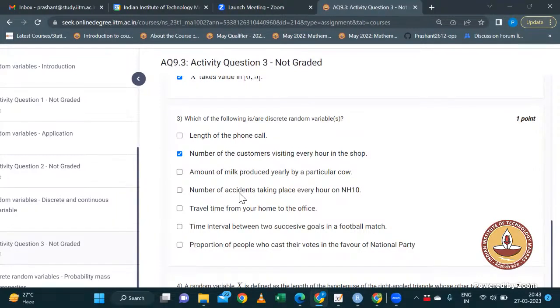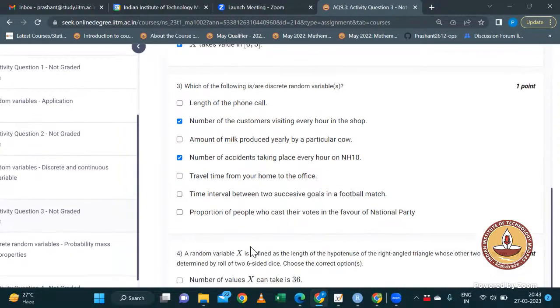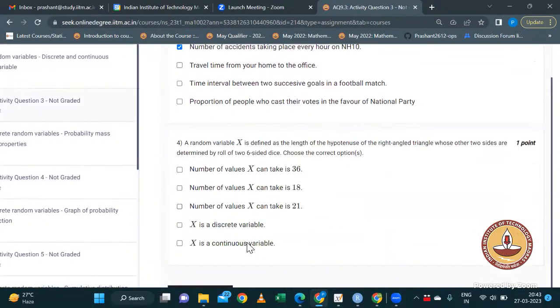So what about the number of accidents taking place every hour? Discrete. Travel time from your home to office? Continuous. Time interval between 2 successive goals? Continuous. Proportion of people? Again continuous. Okay, great.